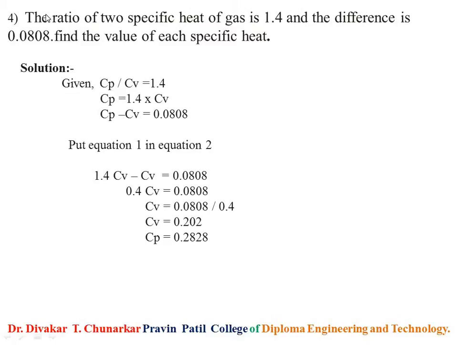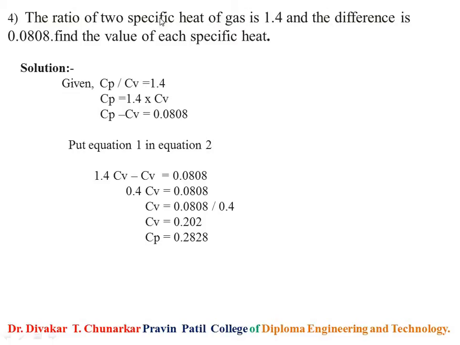Then the next numerical problem: the ratio of the two specific heats of a gas is 1.4 and the difference is 0.0808. Find the value of each specific heat. We already know the two specific heats of a gas: the specific heat at constant pressure and the specific heat at constant volume. So Cp upon Cv equals 1.4. This is the value given in the problem.